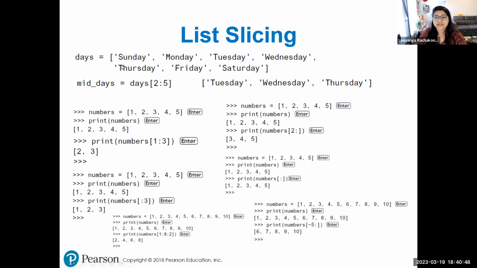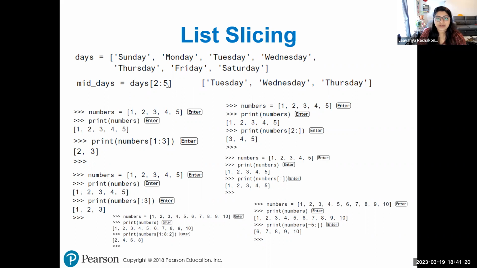So you have days is equal to Sunday, Monday, Tuesday, Wednesday, Thursday, Friday, Saturday. Next, you have middays is equal to days, which is your variable that is assigned to your list. Open bracket, starting index, colon, ending index. So the starting index is 2. That means the element is the third, right? 0, 1, 2. So your first value will be Tuesday.